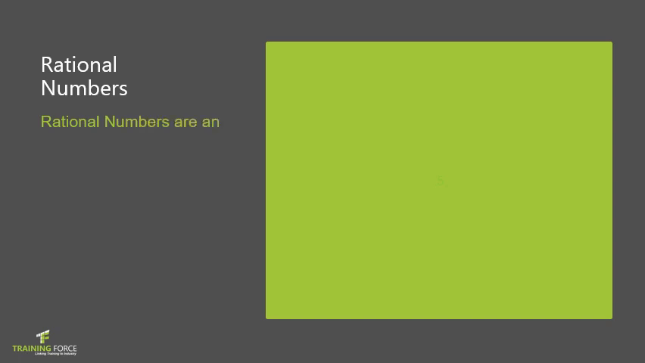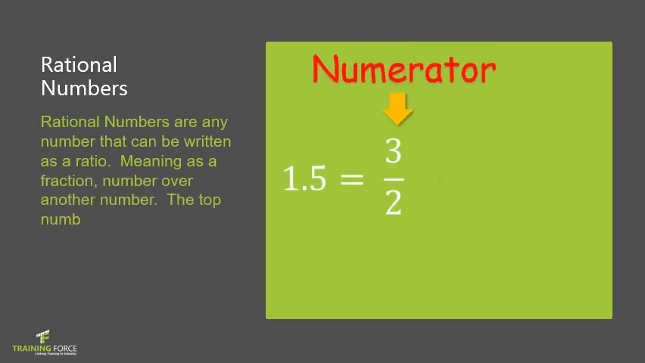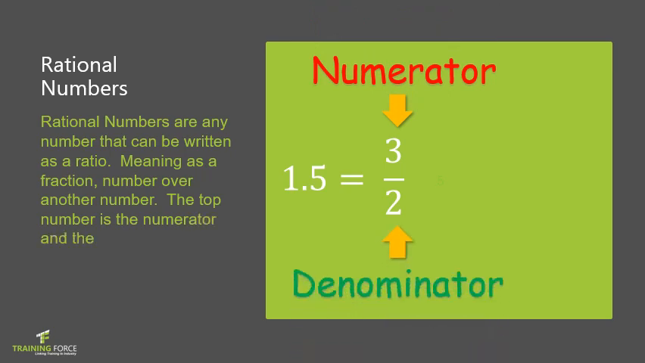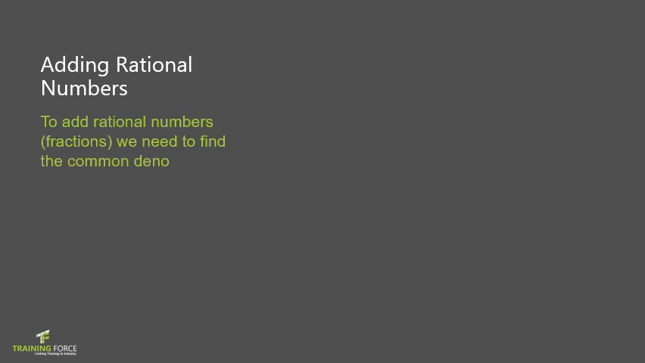Rational numbers are any number that can be written as a ratio, meaning as a fraction, a number over another number. The top number is the numerator and the bottom number the denominator, and this equals the ratio. To add rational numbers, or fractions as we call them, we need to find the common denominator first.